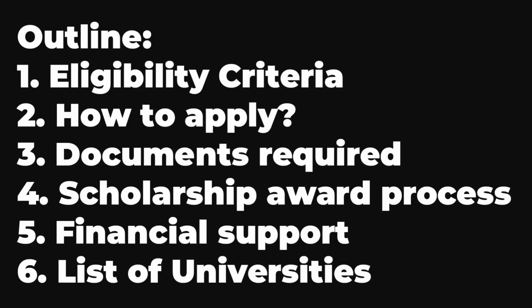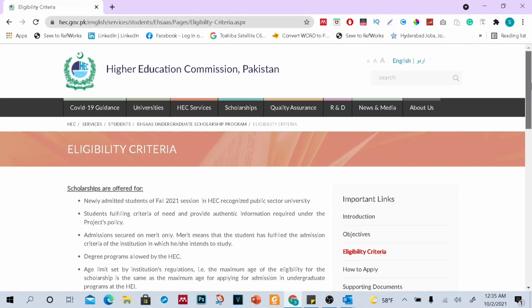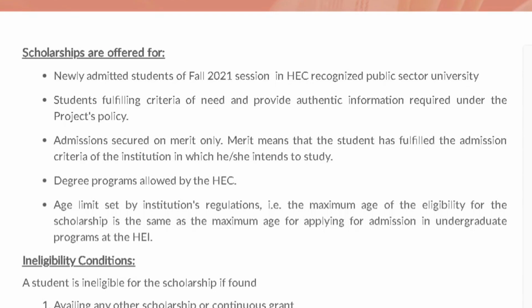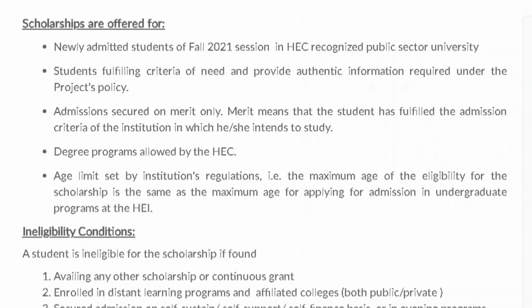So, let's get started. To be eligible for this scholarship, you must be a newly admitted student of the fall 2021 session in HEC recognized public sector universities. Students must fulfill the criteria of need and provide authentic information required under the project's policy. Admission must be secured on merit only. Merit means that the student has fulfilled the admission criteria of the program in which she intends to study, and the degree programs allowed by the HEC, and the age limit set by the institution's regulation.